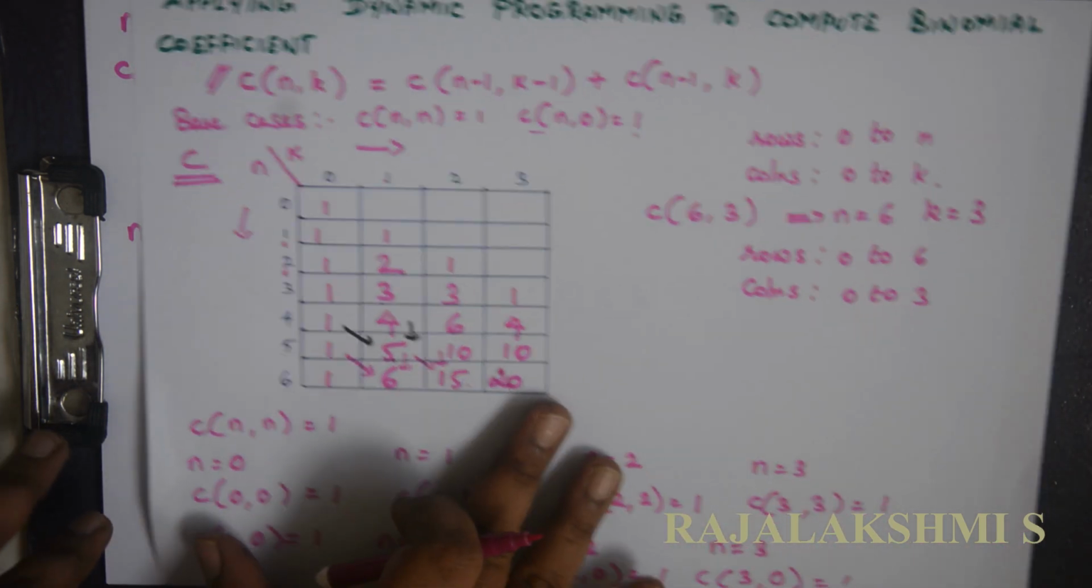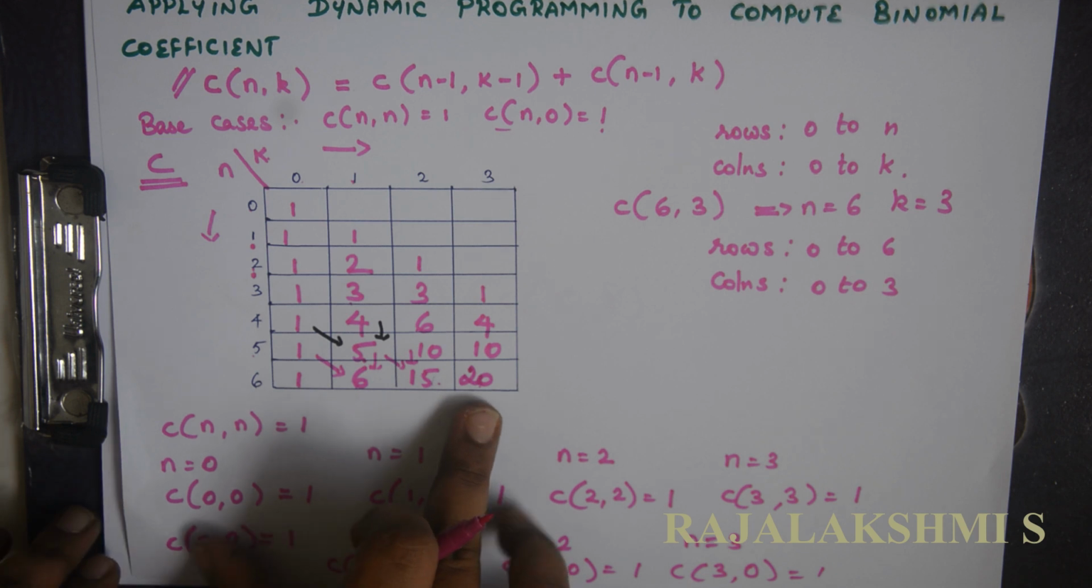So now we filled the table. Yes. So C of 6 comma 3 is equal to 20.